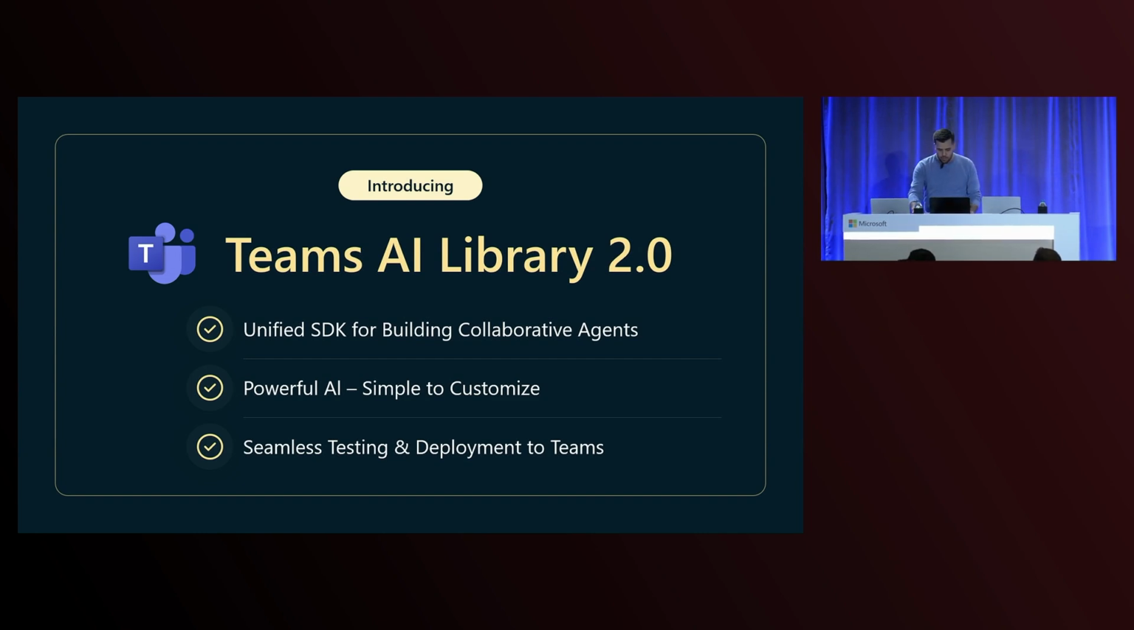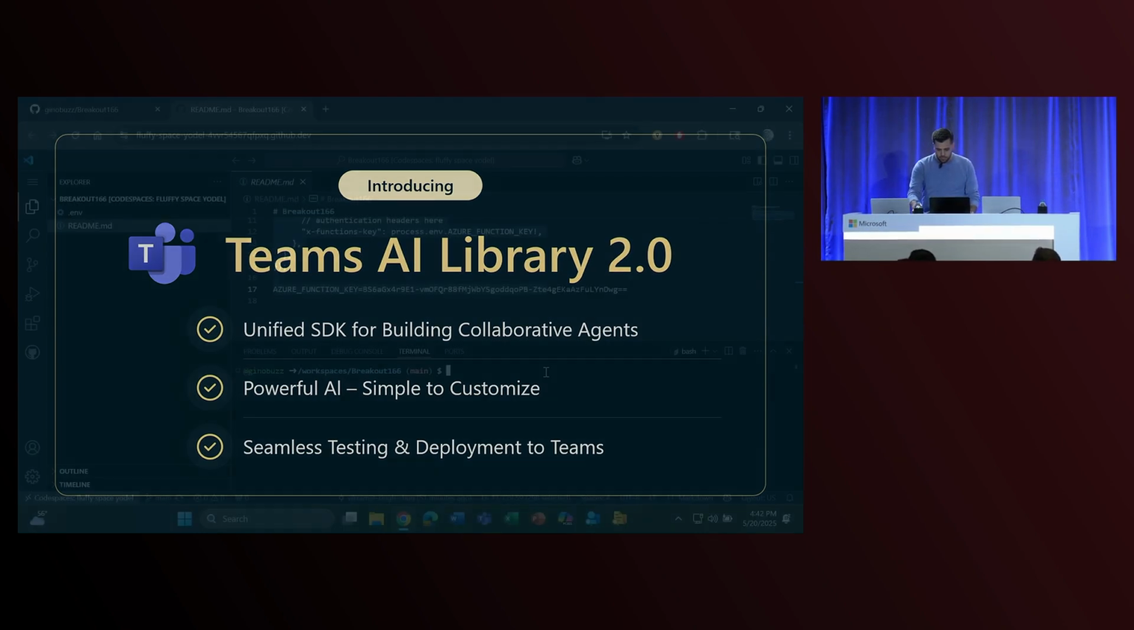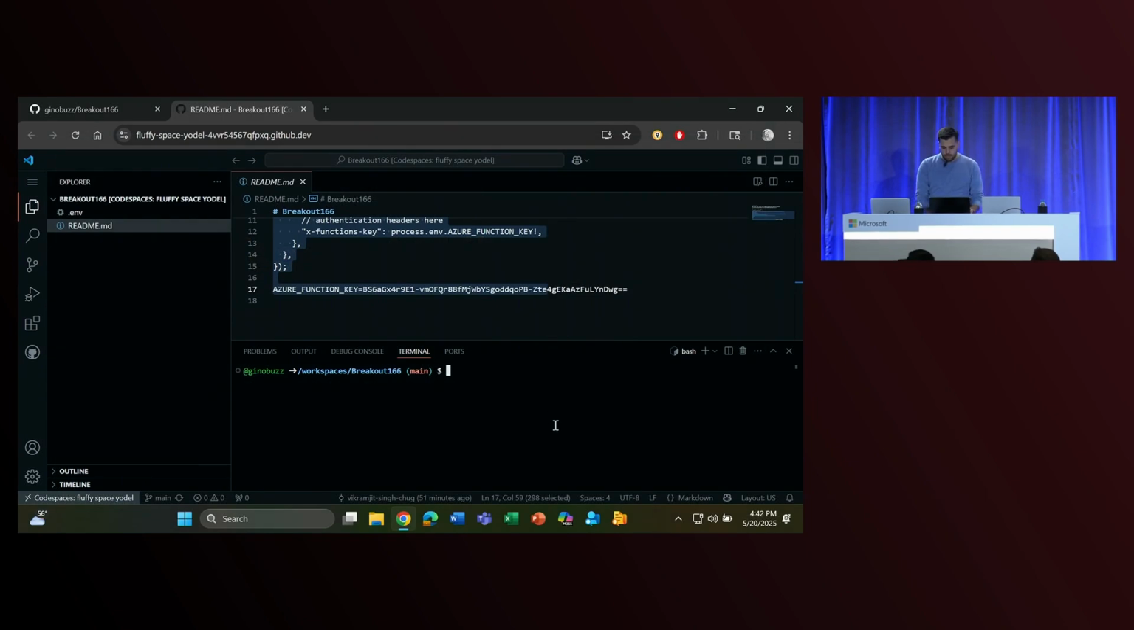All right, so let me switch over. All right, here I am in my environment. So this is just a fresh instance. This is a code space, but it's VS Code. So I'm going to just first install the Teams AI library.